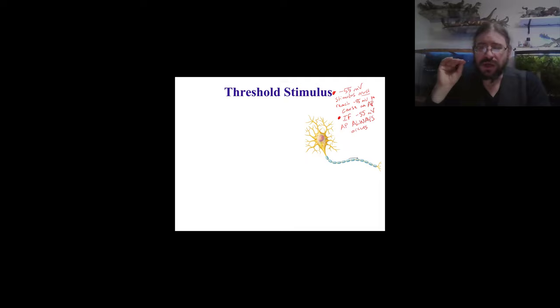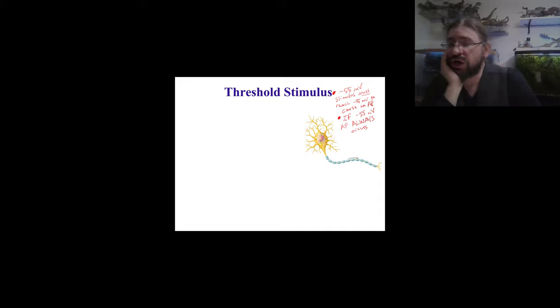So where does a threshold stimulus occur? A threshold stimulus occurs in the cell body and the dendrites. An action potential on the axon, you don't have to worry about threshold. Once an action potential reaches the axon, it will automatically carry all the way down.